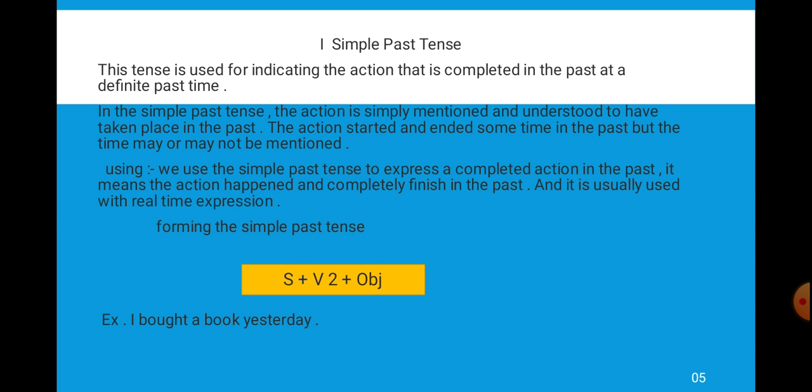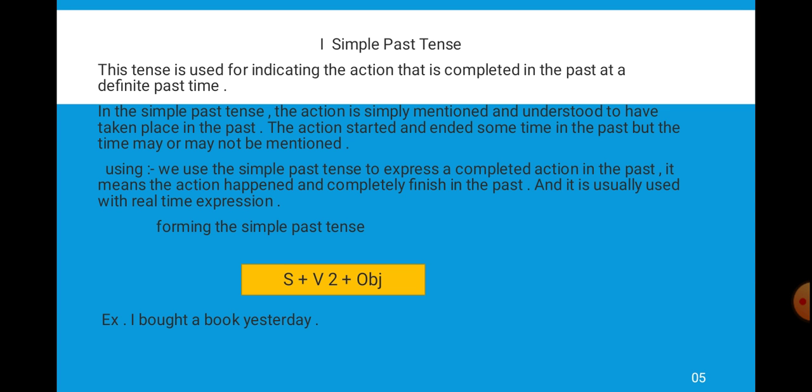Here in past tense, the first one is the simple past tense. This tense is used for indicating an action that is completed in the past at a definite past time. In the simple past tense, the action is simply mentioned and understood to have taken place in the past. The action started and ended sometime in the past, but the time may or may not be mentioned.